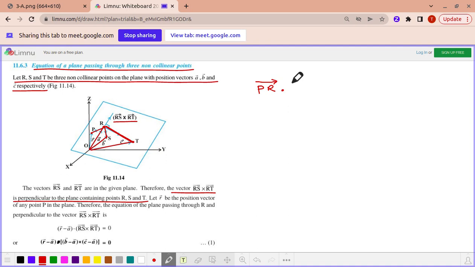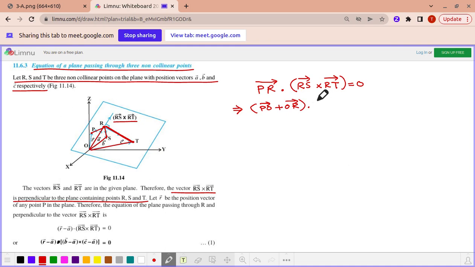So PR vector dot RS vector cross RT vector is equal to 0. Now, what is PR vector? PR vector is nothing but PO plus OR, correct? So that means PR vector is nothing but PO vector plus OR vector, dot RS vector is what?